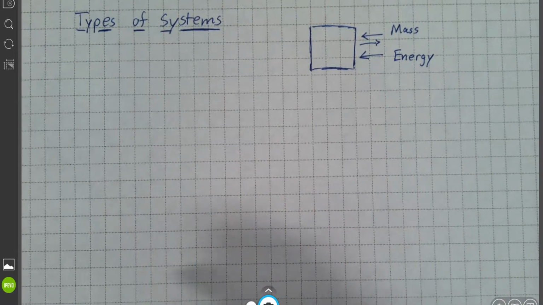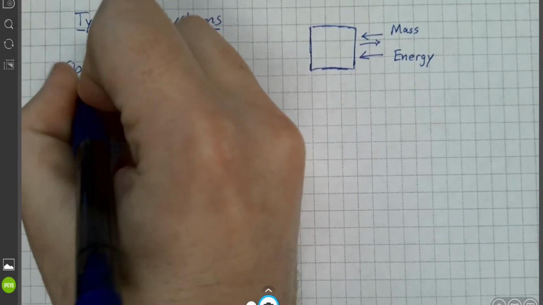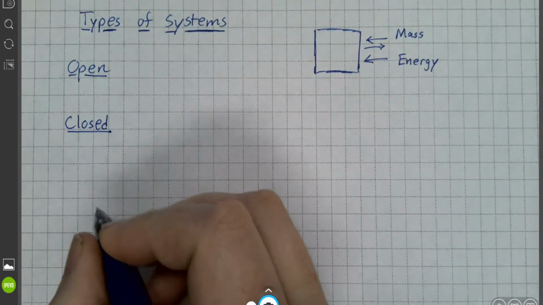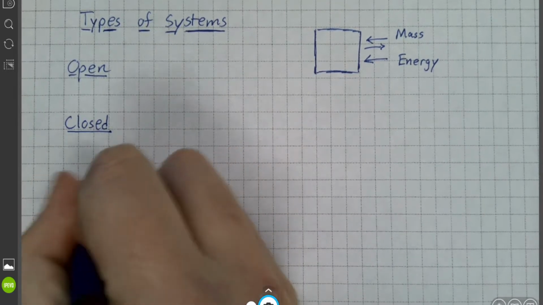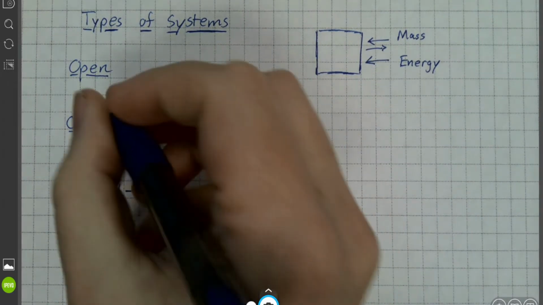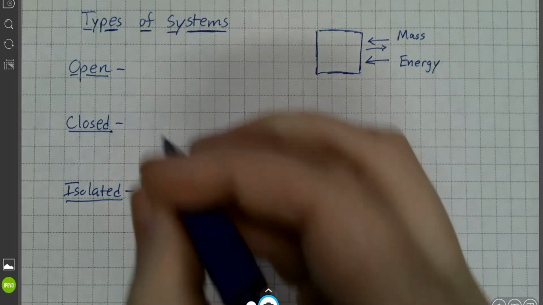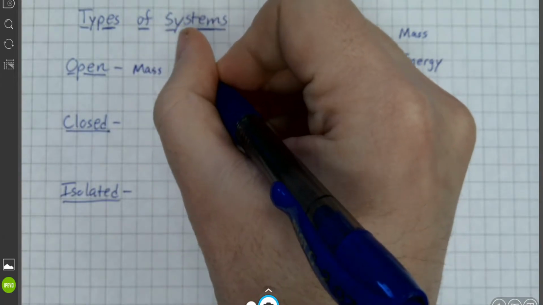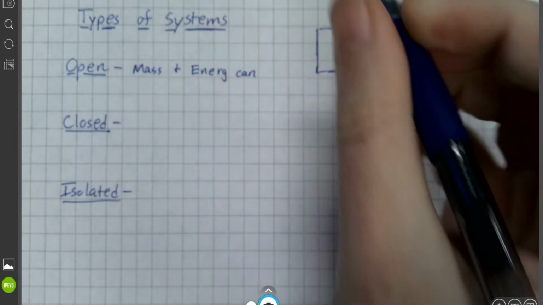So the three different types of systems that we have are an open system, a closed system, and then an isolated system. The difference between the three is how much you allow inside or outside of your system. In an open system, you can let mass and you can let energy inside or outside of the system to be transferred, and it counts as an open system.